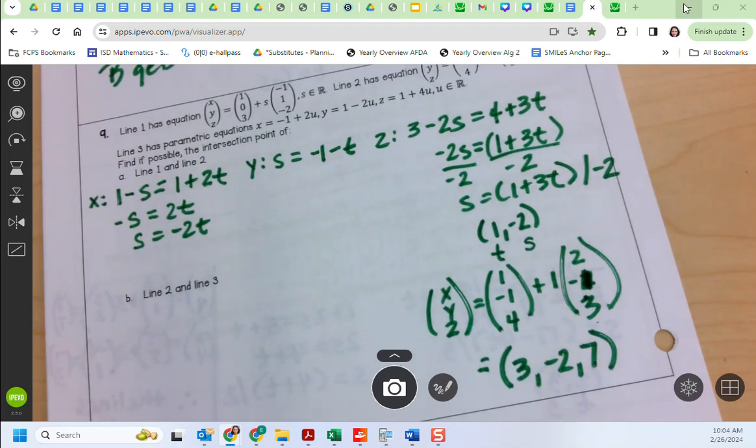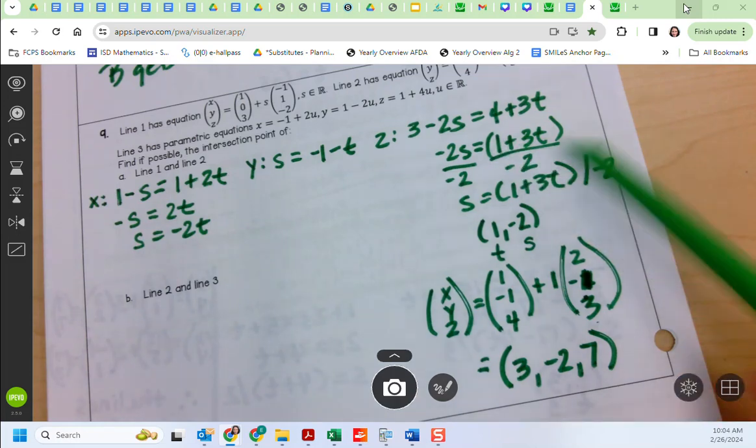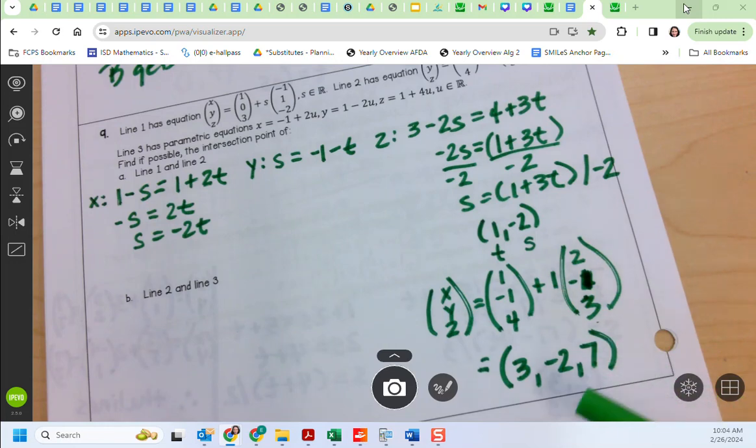All right, so if you're curious about lines 2 and 3, you can go ahead and try those. I'm just going to show you the equations because we're running a little bit short on time. We got a lot to do still. But I'll take questions on this first part. Any questions on the first part?